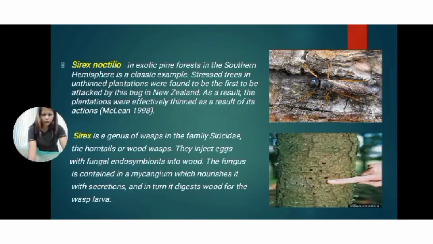Sirex is a genus of wasps in the family Siricidae, the horntails or wood wasps. Sirex injects eggs with fungal spores into wood. The fungus is contained in a mycelium which nourishes it with secretions, and in turn it digests wood for the wasp larva.